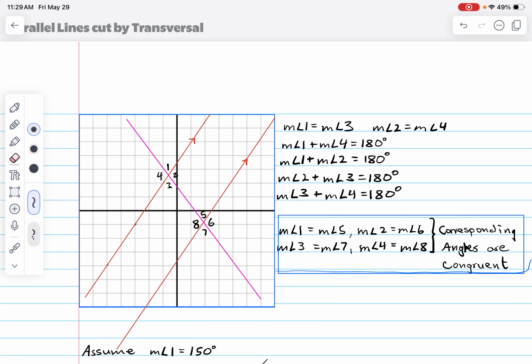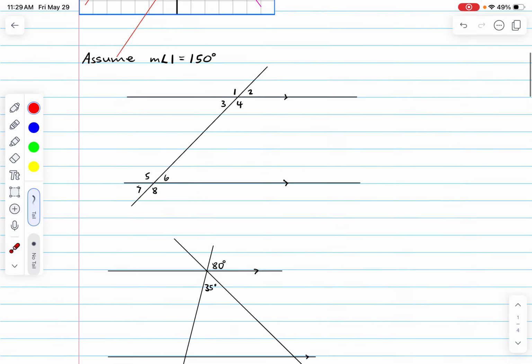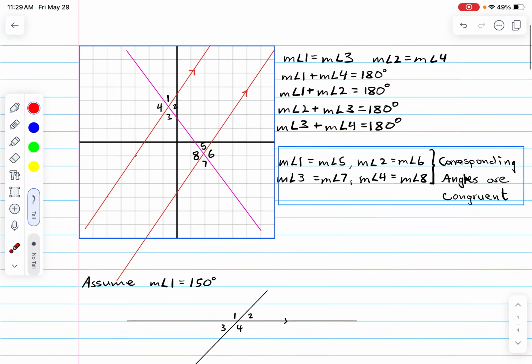Now, that's the first thing we want to take note of when exploring how we have parallel lines cut by a transversal: that the corresponding angles are congruent. Now, also, we have other things that we can take note of here. For one thing, some other classifications.